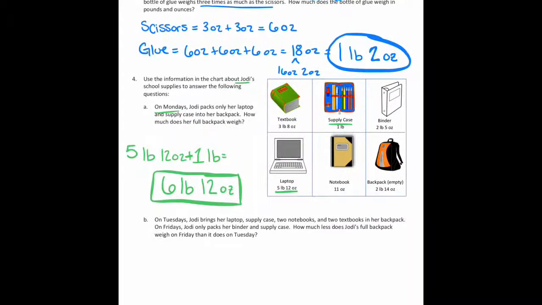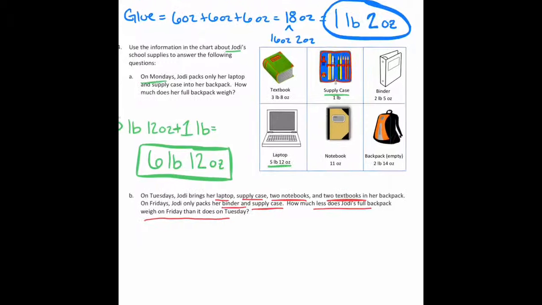On Tuesdays, Jody brings her laptop, supply case, 2 notebooks, and 2 textbooks in her backpack. On Fridays, she only brings her binder and supply case. How much less does Jody's full backpack weigh on Fridays than on Tuesday? So we got to figure out Tuesday's weight, we got to figure out Friday's weight, and we got to subtract them. So let's start Tuesday. That's a lot we got to add.